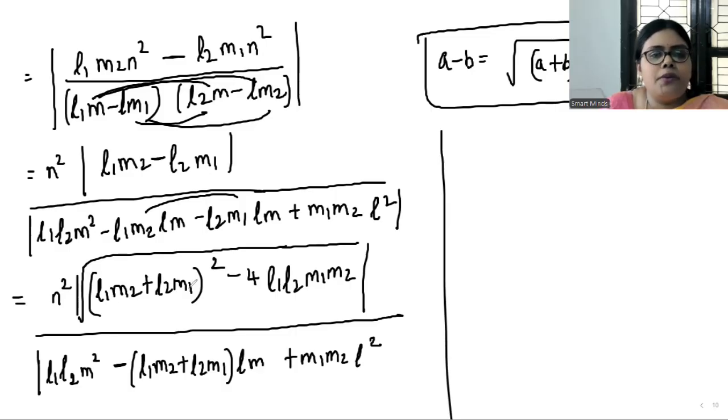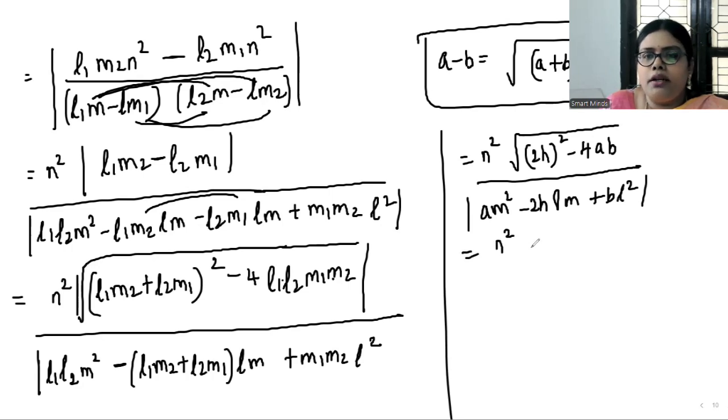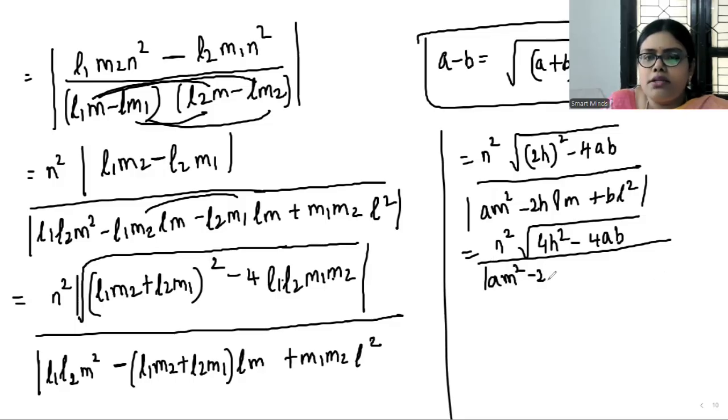We know what is L1 M2 plus L2 M1. We know what is L1 L2 M1 M2. Now direct substitution. N square into, now because you have square root, no need of modulus. 2h whole square minus 4ab by mod am square minus 2hlm plus bl square. Okay, that is n square into square root of 4h square minus 4ab by mod am square minus 2hlm plus bl square.